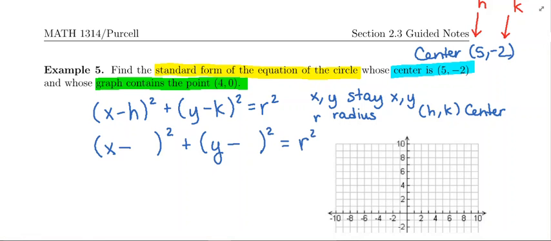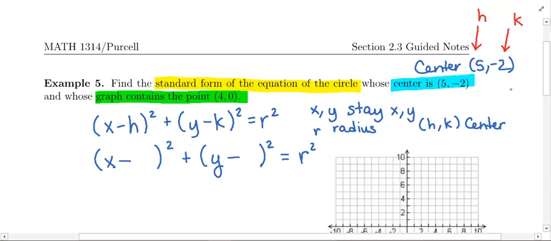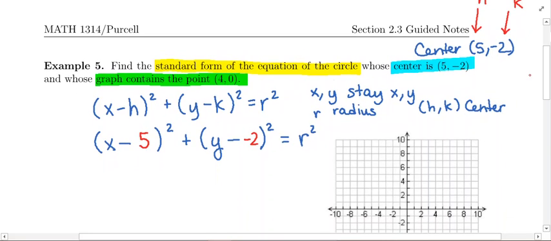All right, so let's plug in the h and the k. We know h is 5. It is the x coordinate of the center, and we know k is -2. It is the y coordinate of the center. Okay, so if we clean this up, this is going to be (x - 5) squared plus y, we have a minus -2, so this is going to be (y + 2) all squared is equal to r squared.